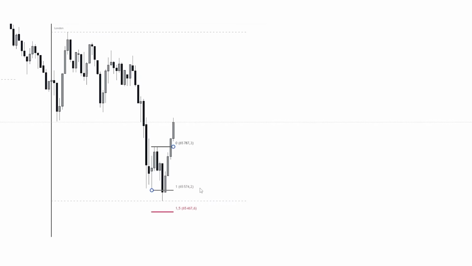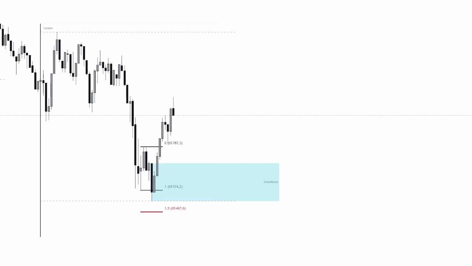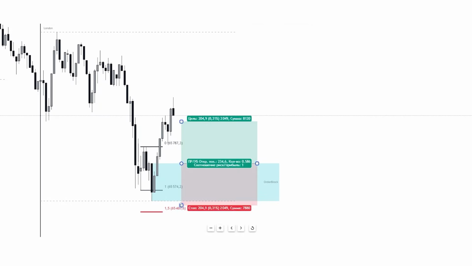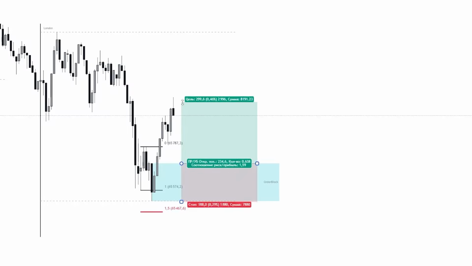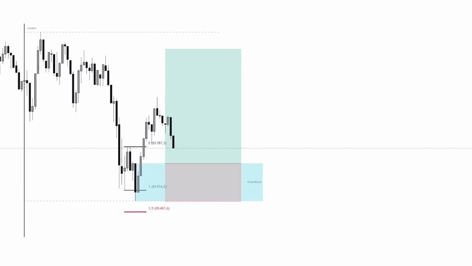The next step is to identify the order block. Obviously, it will be this large candle. We keep watching. Accordingly, we place a pending buy order, right here, with a risk-to-reward ratio of 1 to 3. Let's see what happens next. Price takes our order and stops us out at the stop loss.